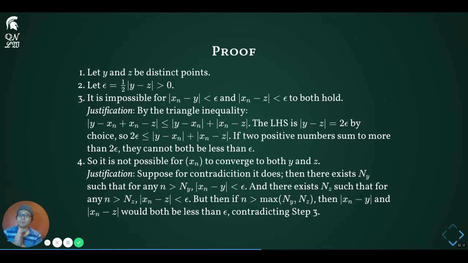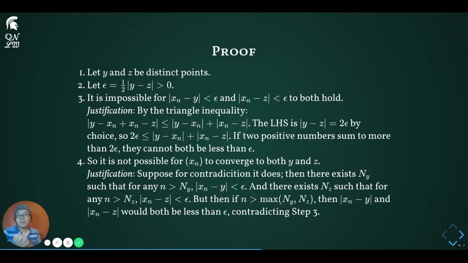Let's prove this theorem. We will show that if y and z are distinct points, they cannot both be the limit of a sequence. So we take 2 points and set epsilon to be 1/2 the distance between them. It is impossible for an x sub n to be within epsilon distance of y and of z at the same time. For this we have the triangle inequality to thank.